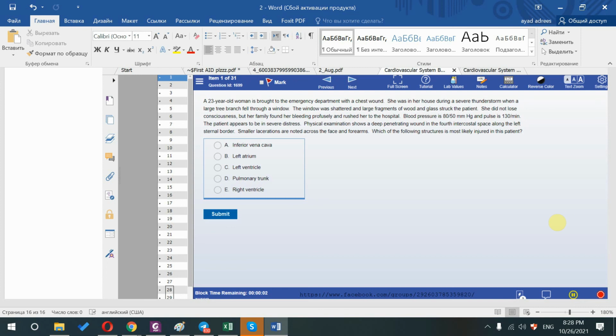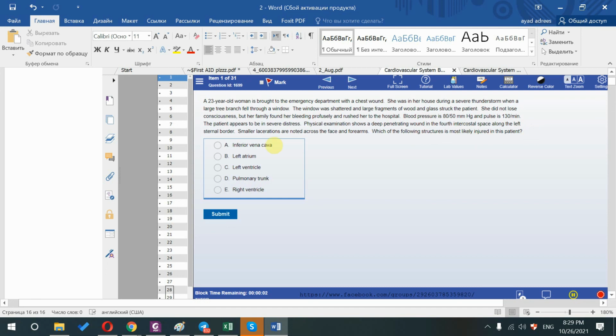Her blood pressure is 80/50, which is decreased. Anything that is under 90/60 is considered shock. And the pulse was 130. Yes, she's in hypovolemic shock. The patient appears to be in severe distress. Physical examination shows a deeply penetrating wound in the fourth intercostal space along the left sternal border. Smaller lacerations are noted across the forearm and the face. Which of the following is the most likely injured in this patient?